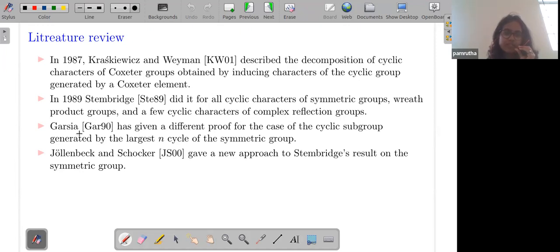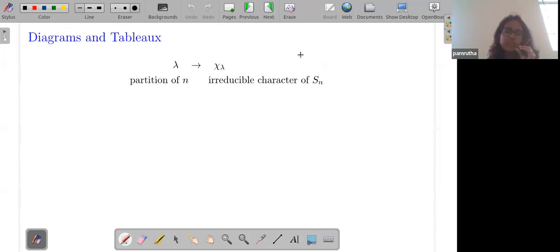Adriano Garsia has also given a different proof in one of her books for the case of the symmetric group, and there is another proof for the symmetric group by Jöllenbeck and Manfred Schocker using something called a Lie diagram. So this is basically the history of what is already there in the literature. As I have told, the cyclic character for the case of the symmetric group is well known. Now I will give you an overview of what is happening in the case of the symmetric group. Maybe you are all very familiar with the representation theory of the symmetric group.